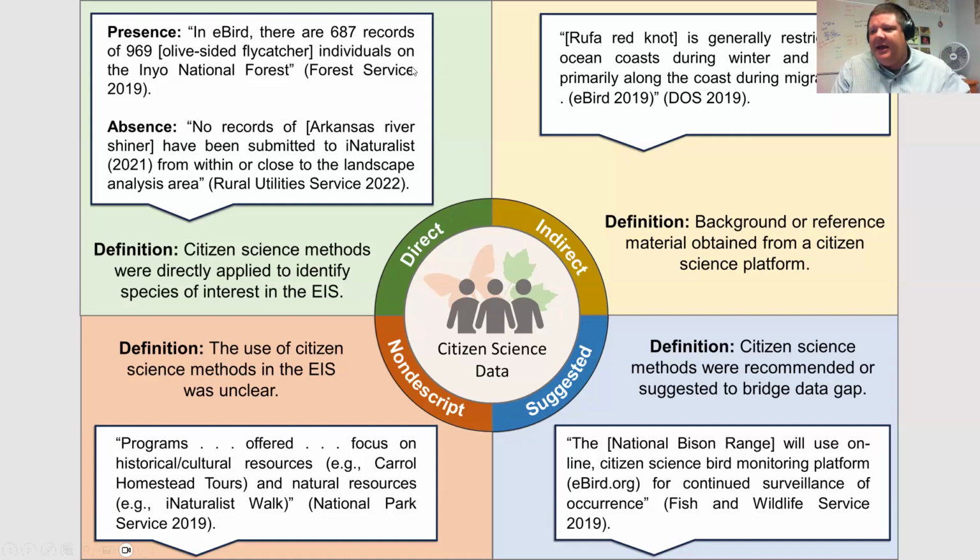Here's an example. In eBird, there are 687 records of 969 individuals on the Inyo National Forest.